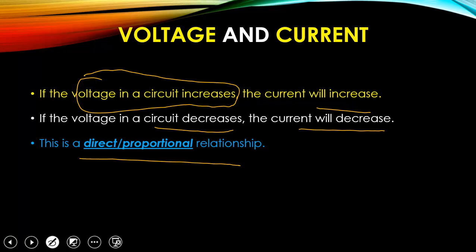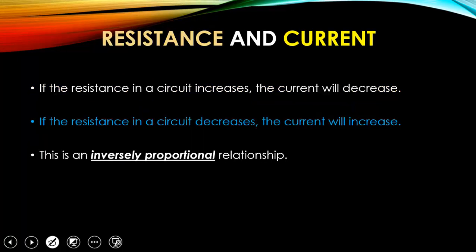So what is the relation between resistance and the current? If the resistance in the circuit increases, the current will decrease. If the resistance of the circuit decreases, the current will increase. We call it inversely proportional.